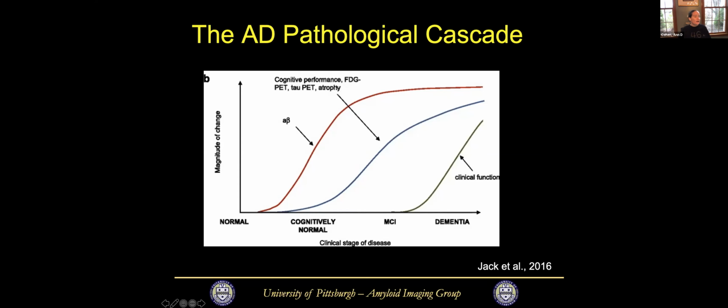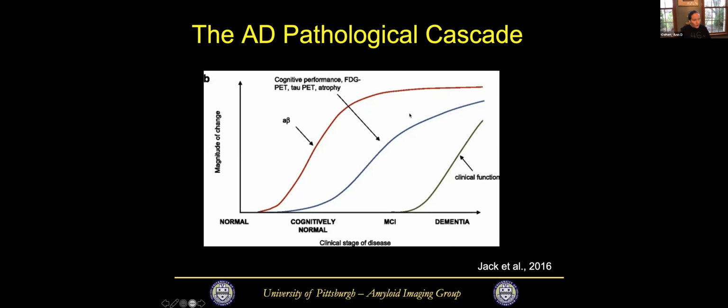So we're talking about subtle changes in cognitive performance, subtle changes in glucose metabolism in the brain, which you can measure by FDG PET, subtle changes in blood flow in the brain that you can measure using fMRI or ASL, changes in tau pathology, which is a relatively new PET imaging technology. It's only been around for less than a decade.